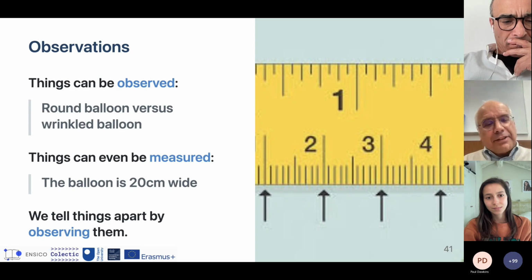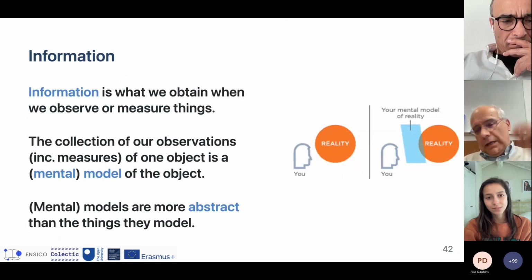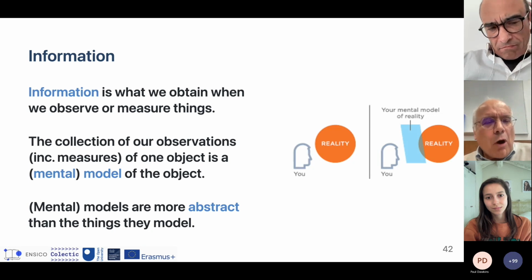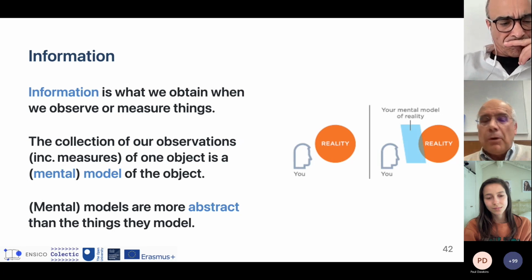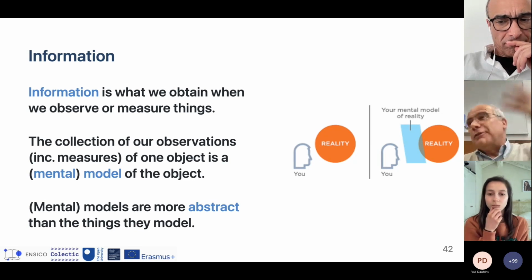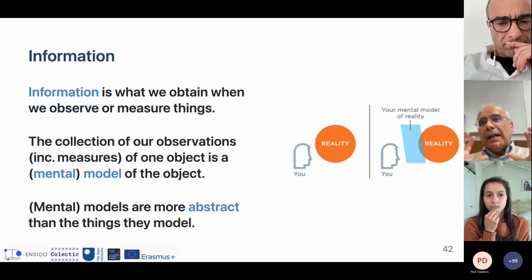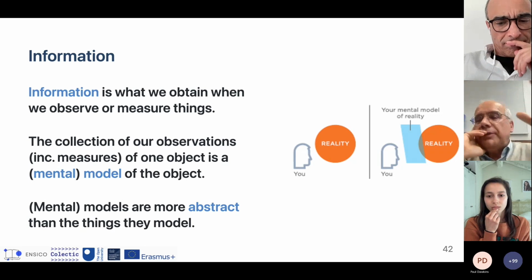And of course, they tell things apart by observation. So when we gather our observations, we have information. And the collection of our observations about, for instance, one object is a mental model of the object. It is not actually the object. That would be physically impossible according to the laws of physics. It's actually our view of reality, our mental model.